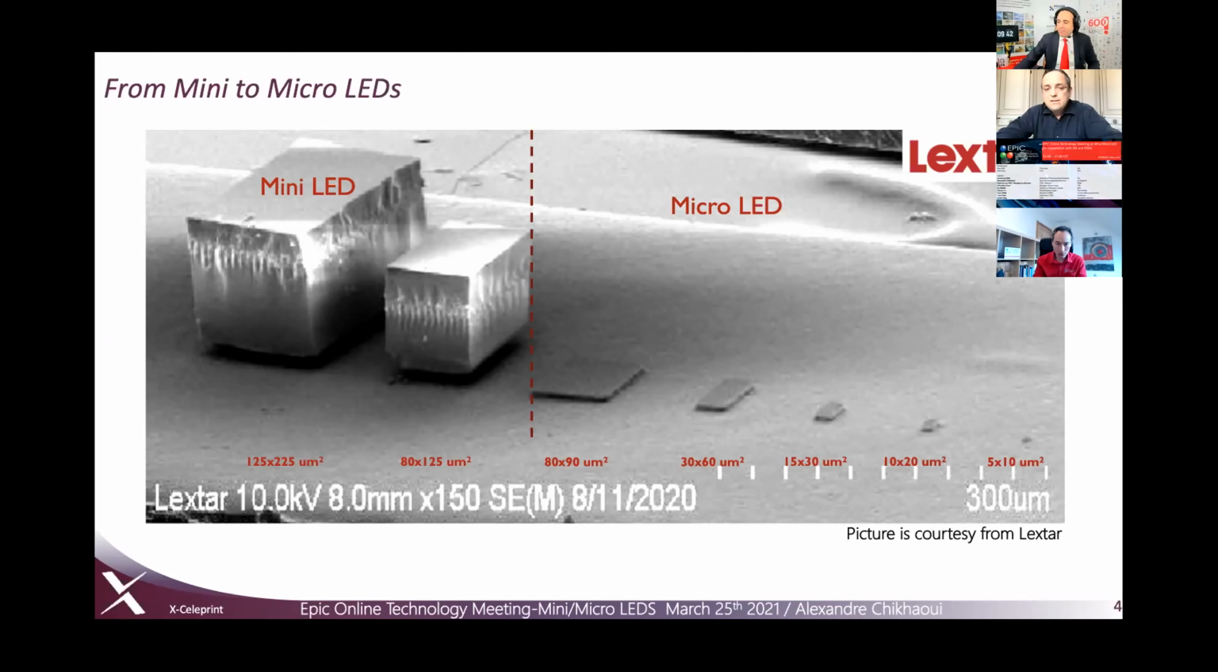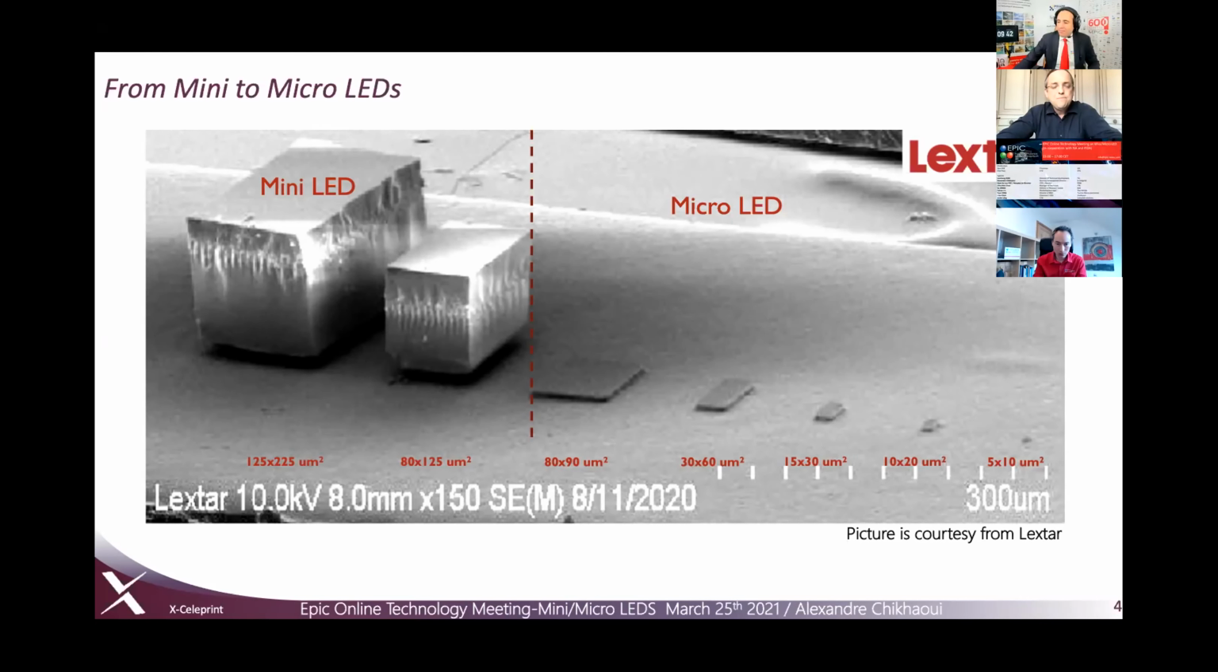That also drives the way you interconnect things. You cannot do thin film metal interconnect with a mini LED. You have to use flip chip bonding. With micro LED, you can use both. So I really like that picture. This is a courtesy picture from Lextar. You may know, it's public, that Lextar is an MTP licensee for micro LED for display.